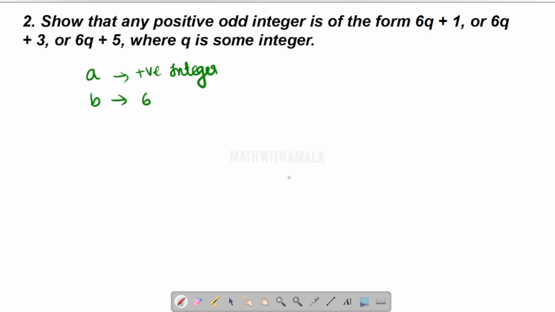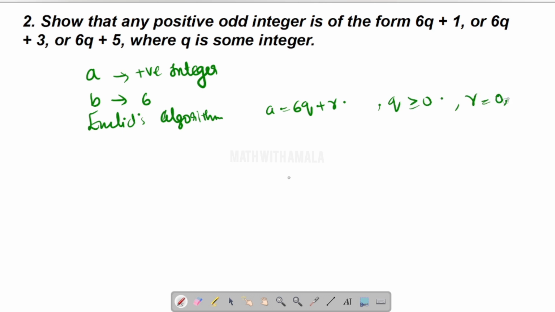For that, let's take a as a positive integer and b as 6, because we have to express this in the division algorithm format, because a is equal to bq plus r is the division algorithm format. So we have to take b as 6, and a as any positive integer. Let's express a is equal to 6q plus r. We have substituted b is equal to 6 in the division algorithm format, where q is greater than or equal to 0 and r can be from 0 till 5.